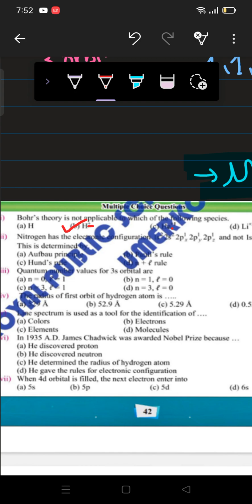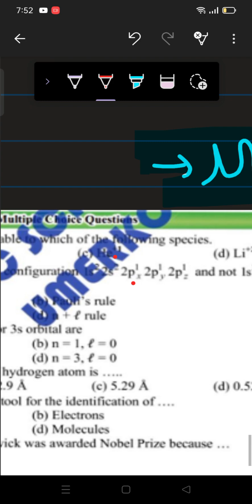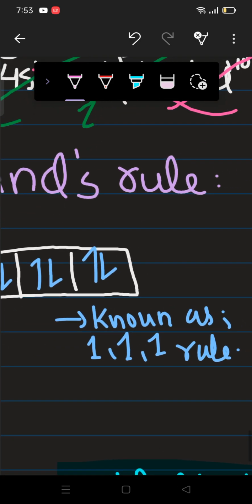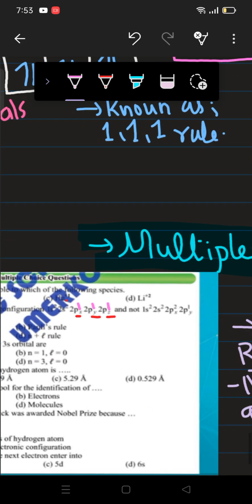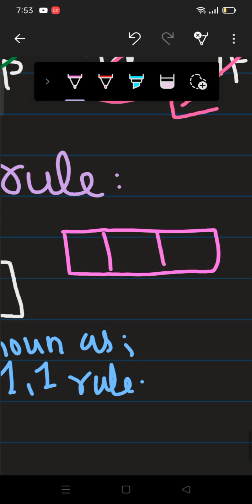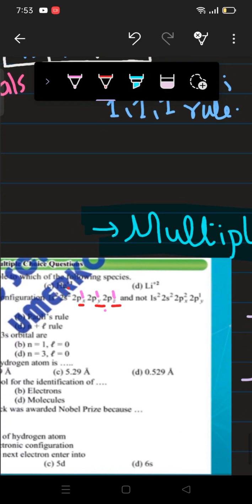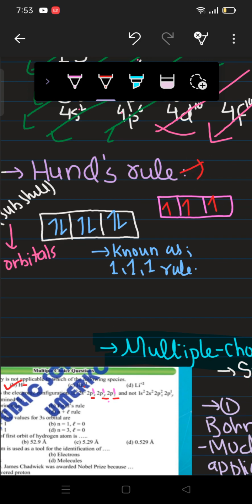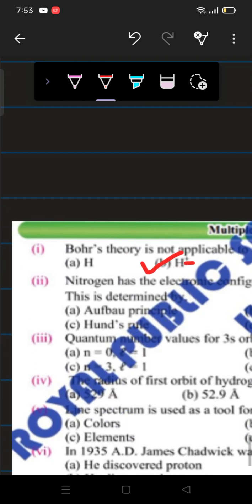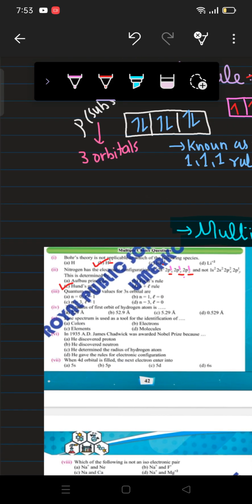Nitrogen has the electronic configuration 1s2, 2s2, 2px1, 2py1 and 2pz1. These are orbitals, and the 1 shows the electrons. We have already discussed that this is the p subshell, and in p we have 3 orbitals. Initially we need to give them one electron each. So this is Hund's rule, which tells us about filling orbitals with 1-1-1 first. So the correct option is C.